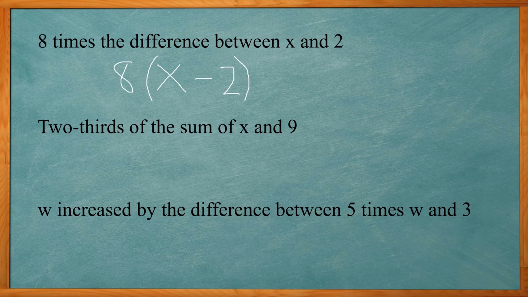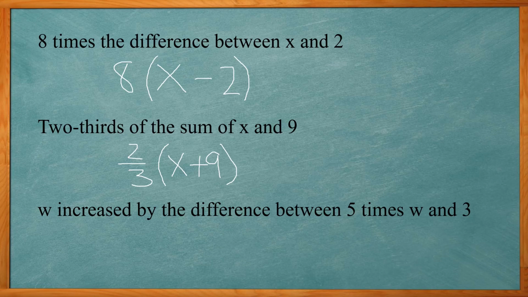Next one says 2/3 of the sum of x and 9. So the sum of x and 9 will be in parentheses. And then 2/3 is going to be a fraction. So 2/3 of being this multiplication, the sum of x and 9. So 2/3 times the quantity x plus 9.